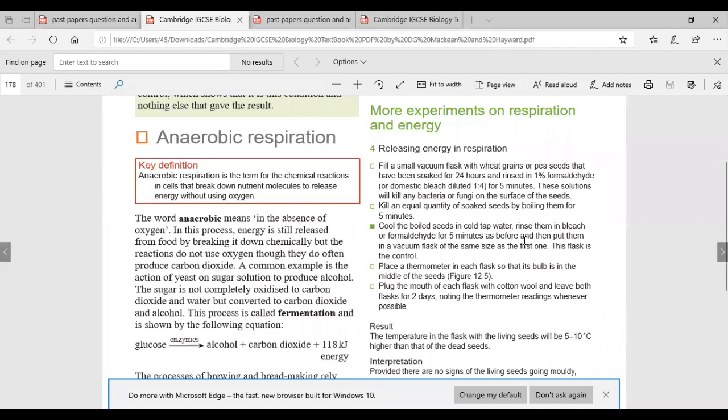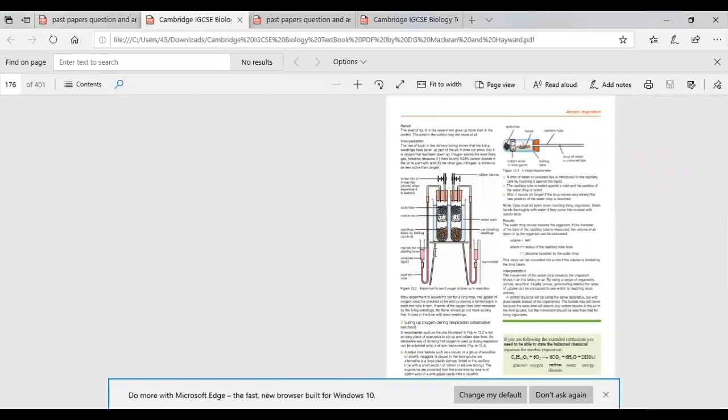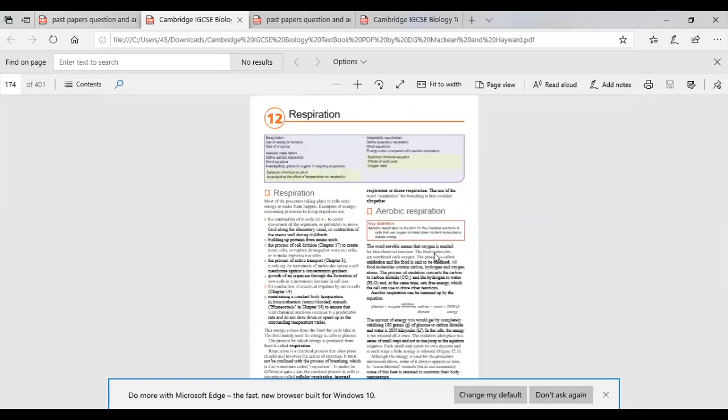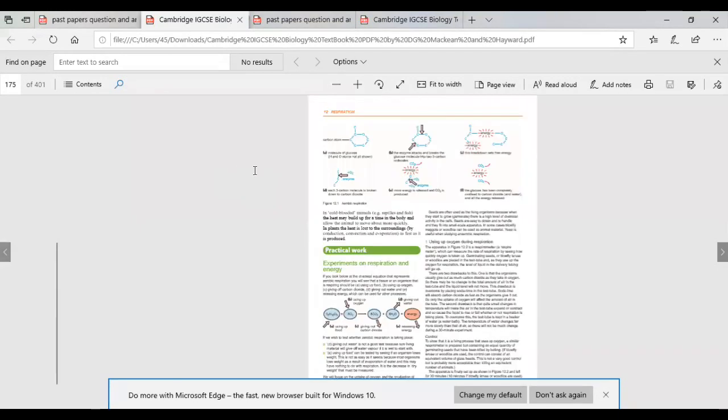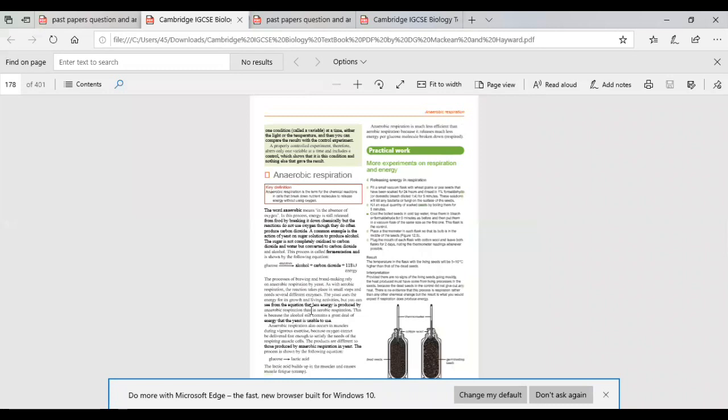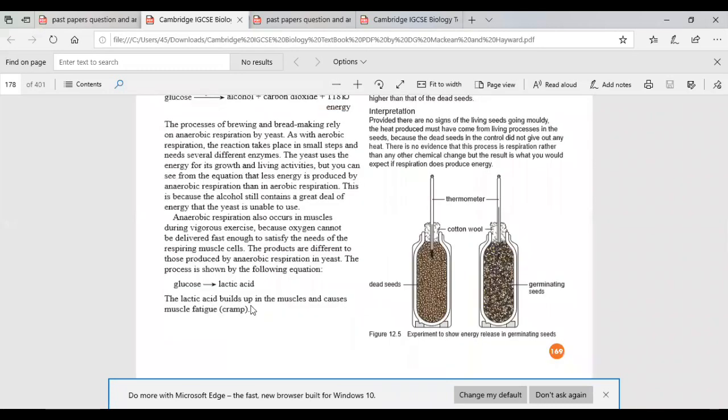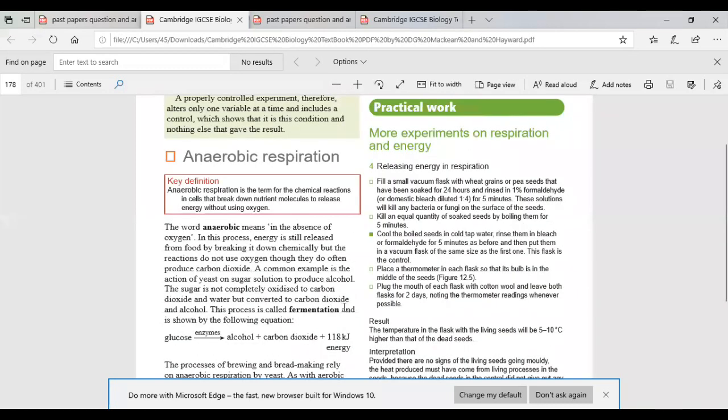What is the difference between aerobic and anaerobic? The difference between them is, number one, in definition, and number two, in equation. If you go quickly with me to aerobic respiration, the equation is glucose plus oxygen; with enzymes it will produce carbon dioxide plus water. This is the equation of aerobic respiration. But if you go quickly to page 167.